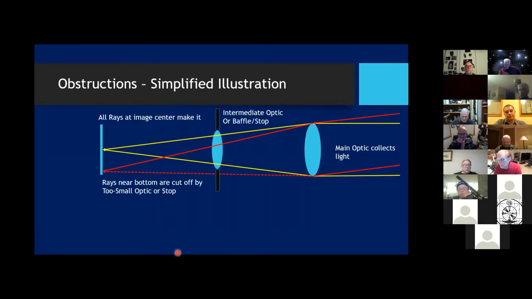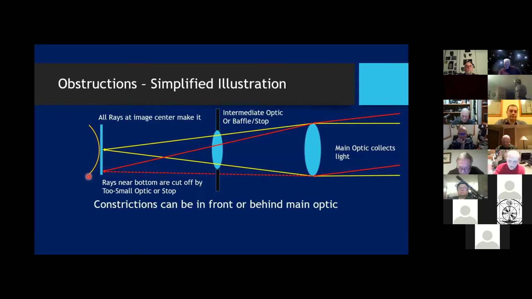And so the rays at the bottom or the corner are cut off because the stop or the baffle are too small. And the net effect is you have 100% illumination here, and you may have 80%, 50%, 70% illumination of the corners. And this is avoidable by proper matching of the optics to the sensor, which, of course, if it's a big sensor, costs a lot of money.